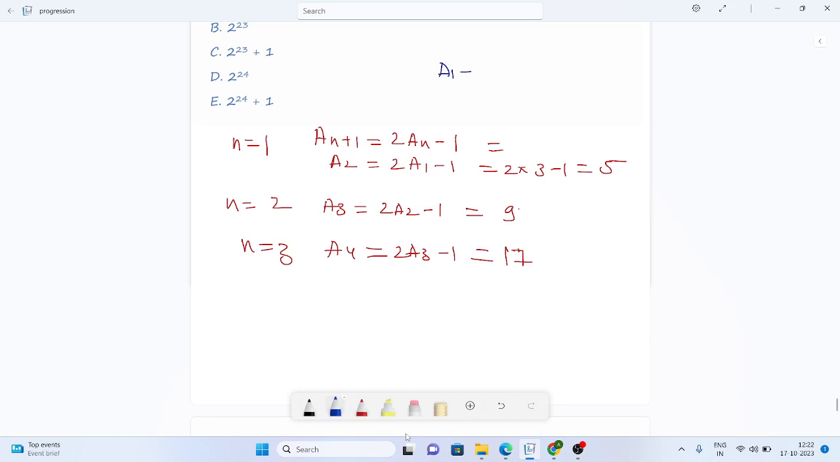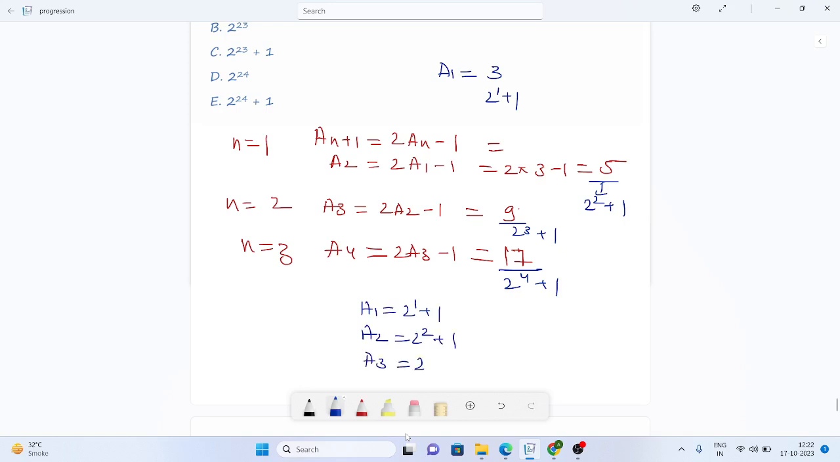Like a1 is 3, so I write a1 as 2 to the power 1 plus 1. I write a2 as 2 square plus 1, a3 as 2 cube plus 1, a4 as 2 to the power 4 plus 1. So if a1 is 2 to the power 1 plus 1, a2 is 2 square plus 1, a3 is 2 cube plus 1.